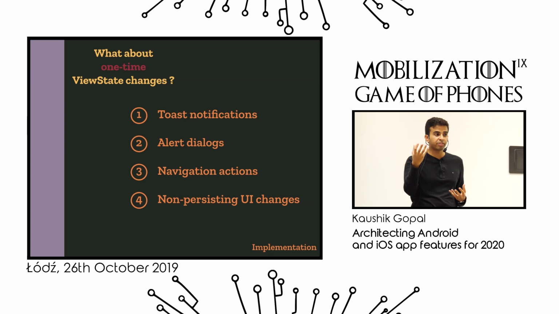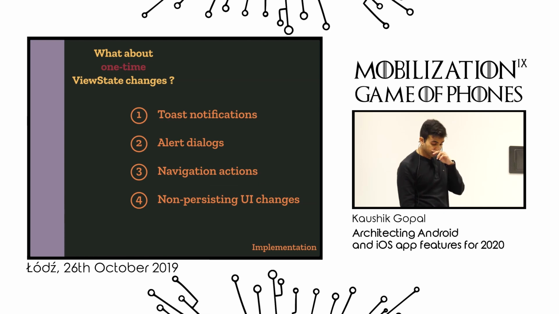Think about navigation. Say my view state had a navigate to screen B Boolean flag. You mark it as true, you launch the next screen, you hit the back button on Android and you land up here, you land up in an infinite loop, right? Alternatively, you can write a timer operation to clear these things, but that's way more complicated.